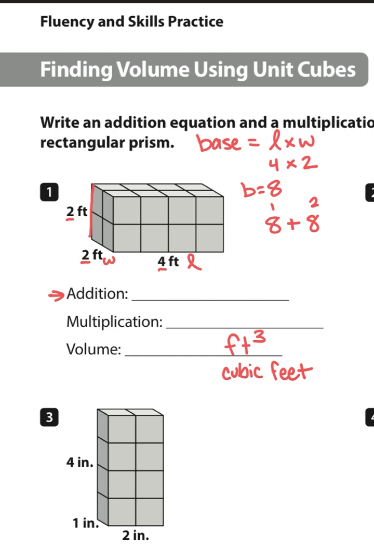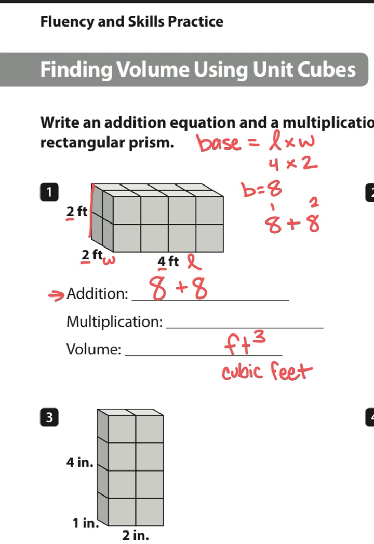That means that our addition equation, if you want to write it on the line, which we should because that's where our answer should go, is 8 plus 8, because we have 8 in the bottom layer, which is the base, and then we have another layer of 8. So we have a layer of 8 stacked on top of another layer of 8. That's 8 plus 8. Now that we're finished with the addition way to solve for the volume, we're going to move on to the multiplication way.